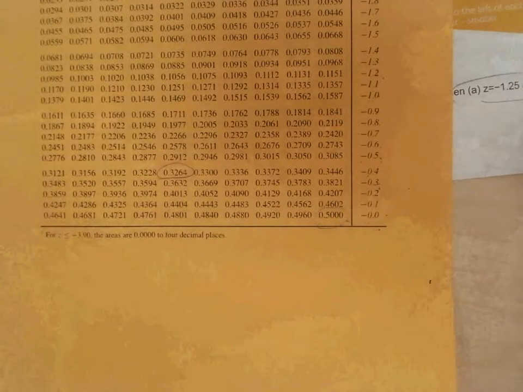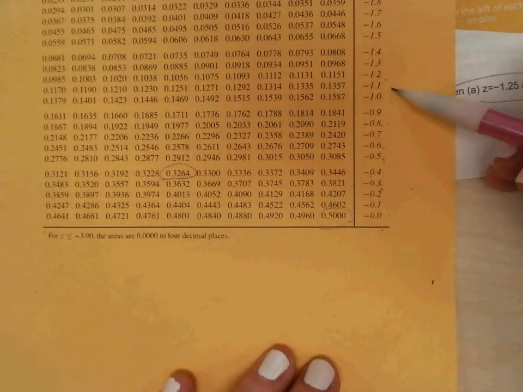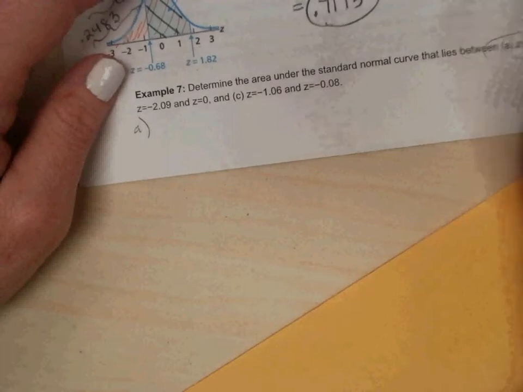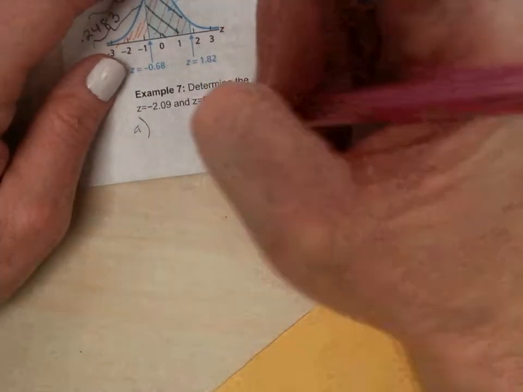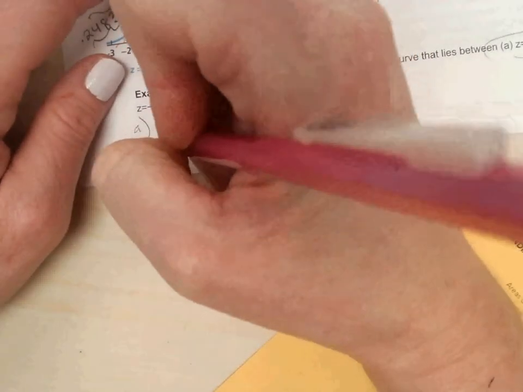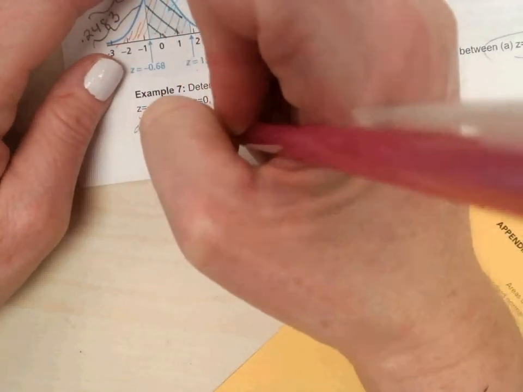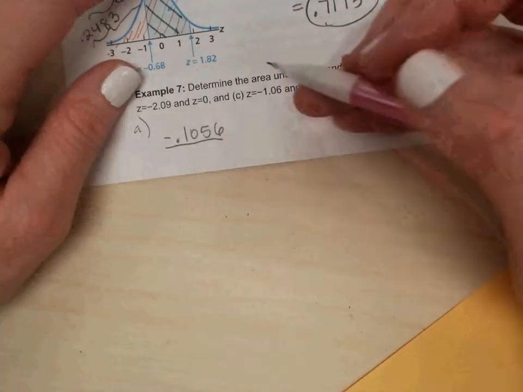So for A, I could look up negative 1.25. Be ready, I'm going to call on you at random. Find the area to the left of negative 1.25. Mendez? The area to the left of negative 1.25. Yep, 0.1056. I'm putting that on the bottom of my subtraction.